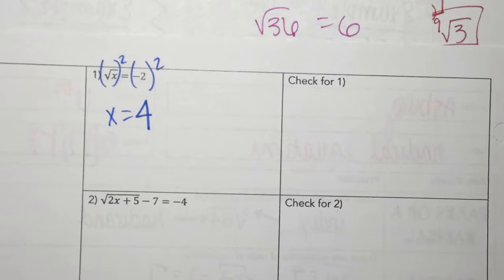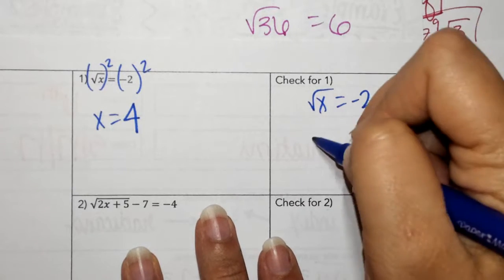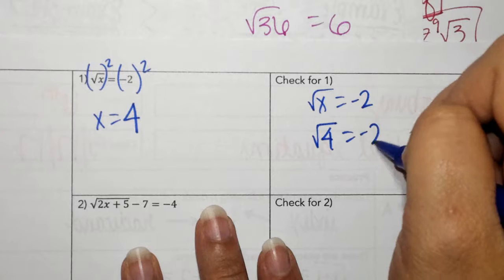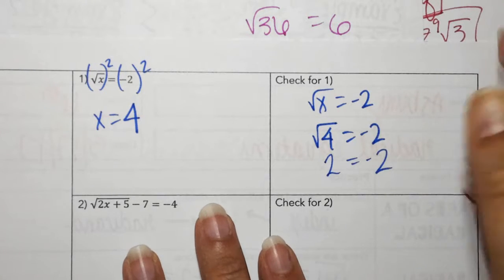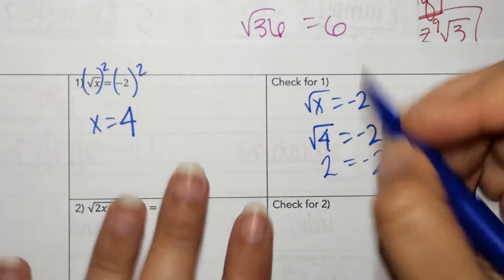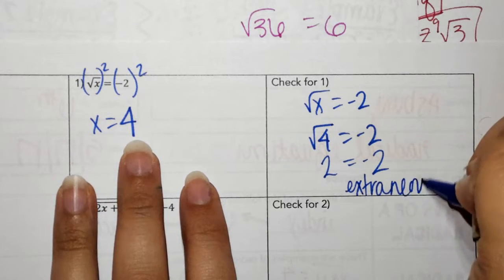Alright, now let's check it and make sure it works. We have the square root of x equal to negative 2, so we're going to take the square root of 4 and see what we get. What's the square root of 4? 2. Is 2 equal to negative 2? So what kind of answer is this? Extraneous.